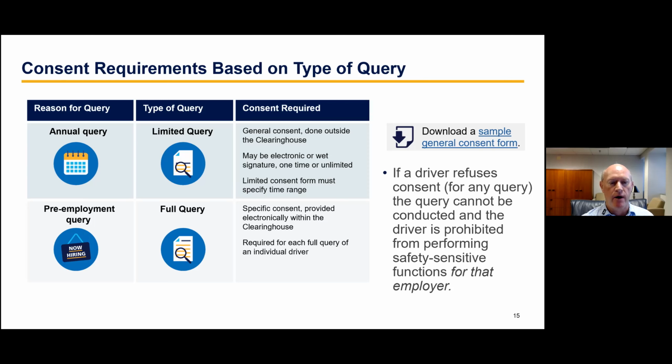Now, we have another type of query called a limited query. What that does is that limited query will go to that driver's record, and it will inform you that there is additional information about this driver. It's not going to give you full access to that information. It is just going to tell you, yes, there is a record for this driver. There is information about this driver. So in that case, all annual queries have to have at least the limited query type. So you're rolling 12 months, you have to do a limited query.